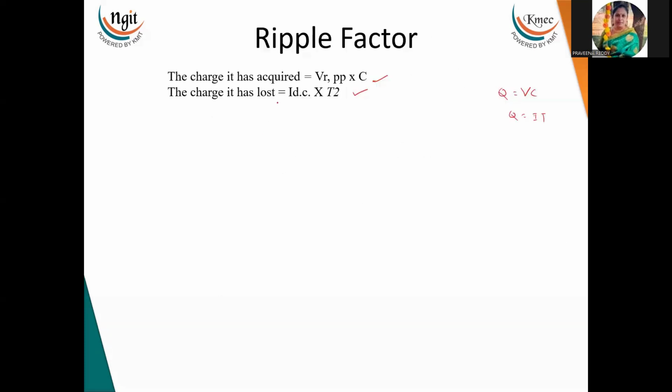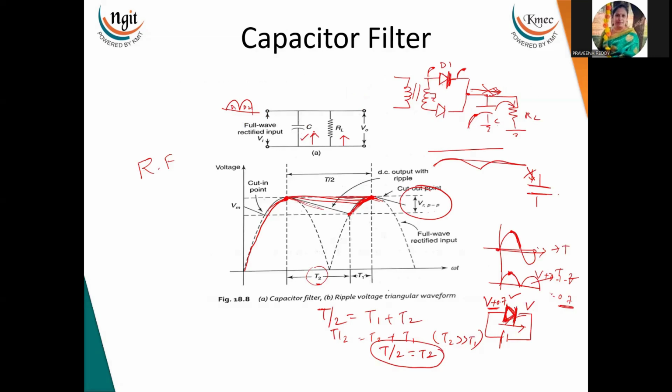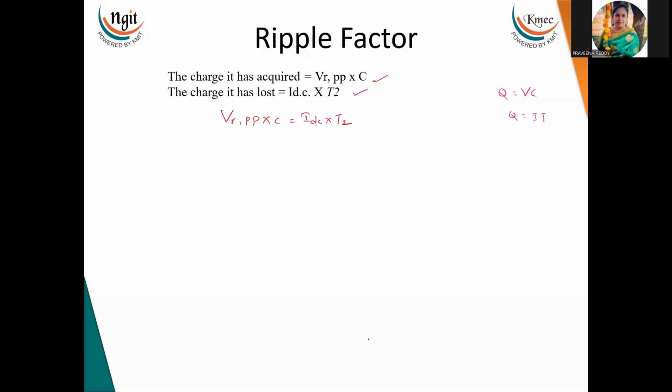So here we can equate these two, thereby we get VR peak to peak into C is equal to IDC into T2. Now, T2 is equal to T by 2. Why did we say that? T by 2 is equal to T2 plus T1, where T2 is much greater than T1. So that's why we got T by 2 is equal to T2.